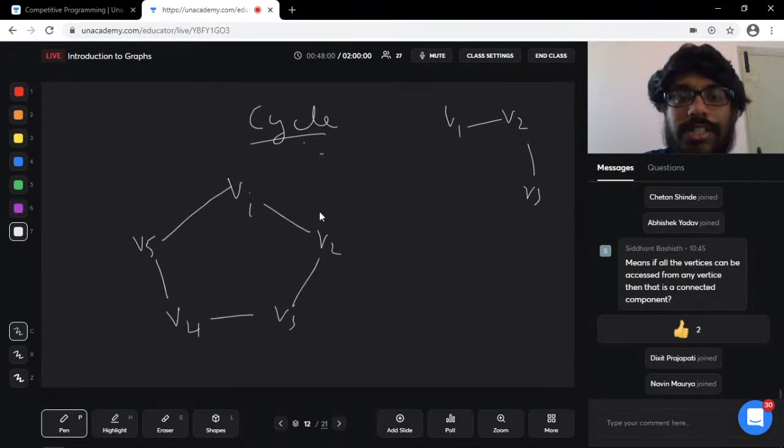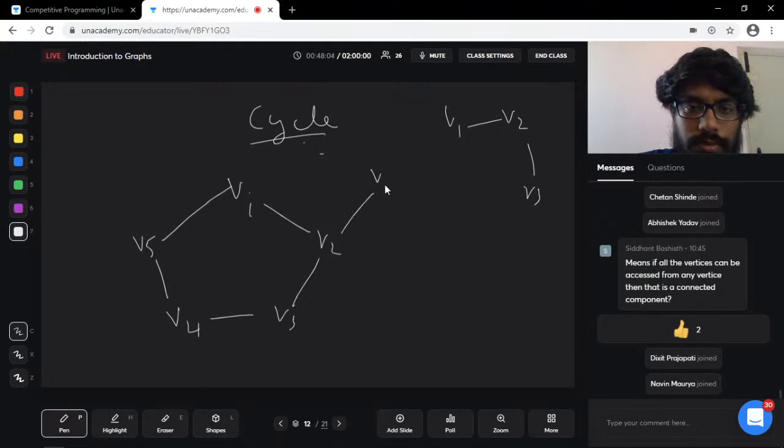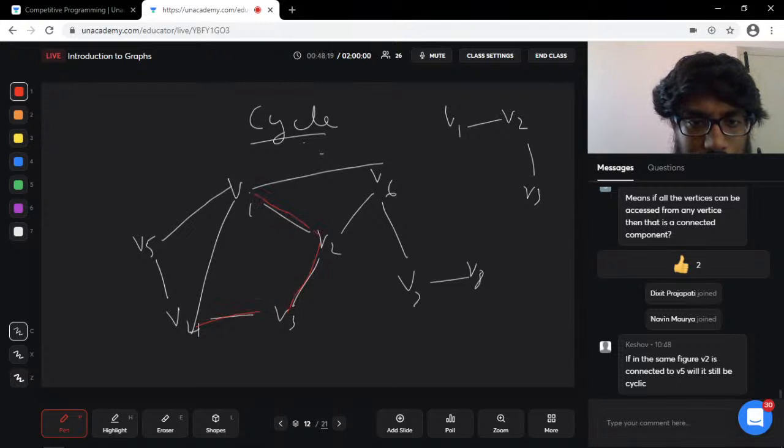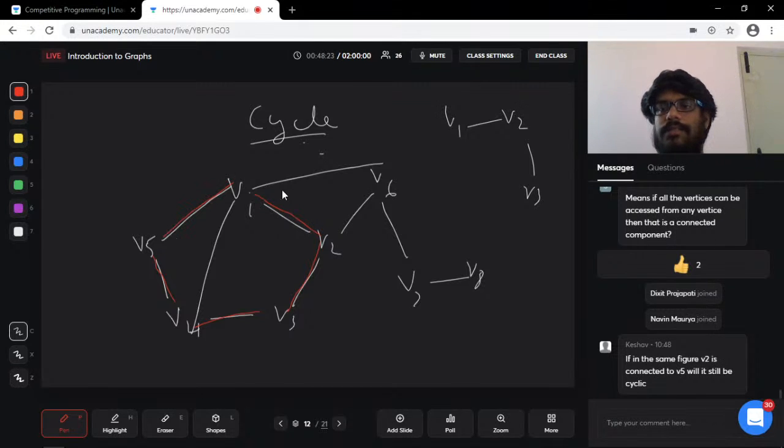Okay. So there can be other things in the graph. Maybe the graph has V6. Maybe this is an edge. Maybe this is an edge. Whatever it is, I can have a lot of things, something like this. But still, what I mark in red is a cycle in this graph.